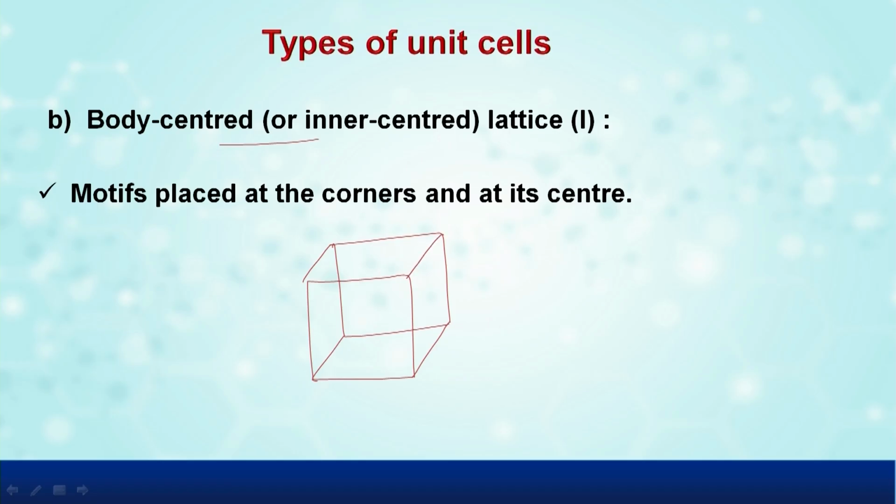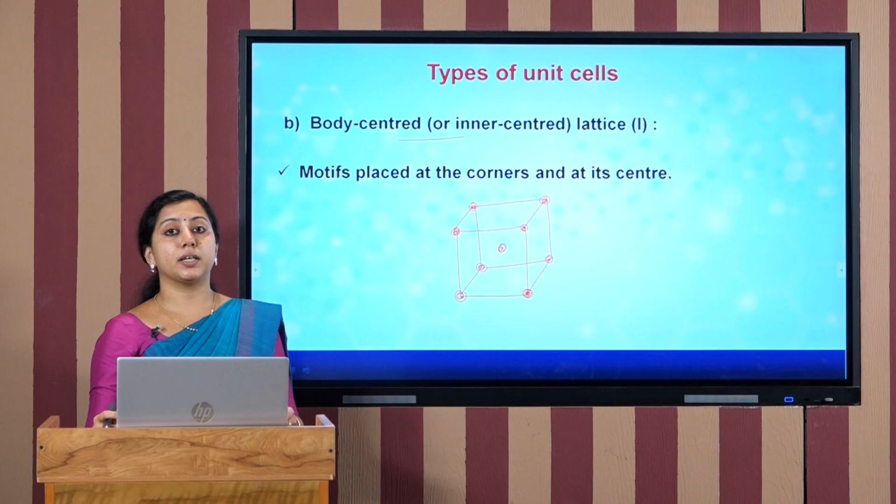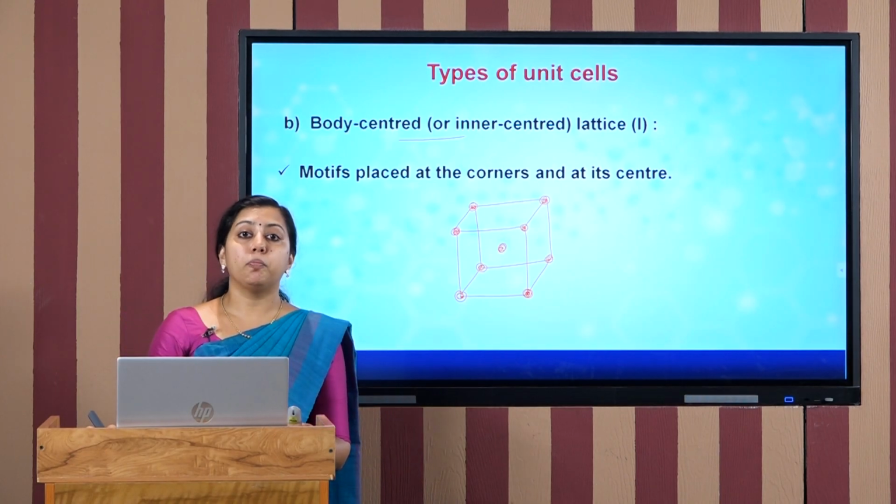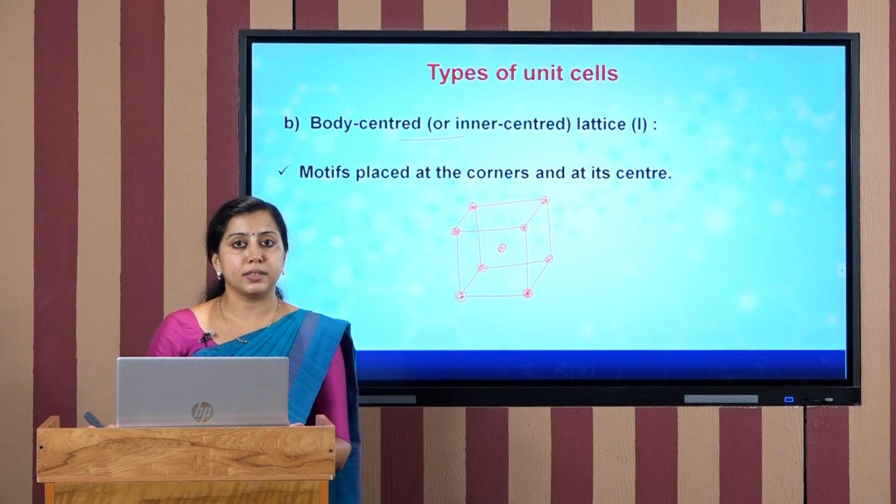Okay. So, the motifs at the corners, we have 8 corners here, plus there is a motif at the center of the body. So, such a type of unit cell is called a body centered or an inner centered lattice.